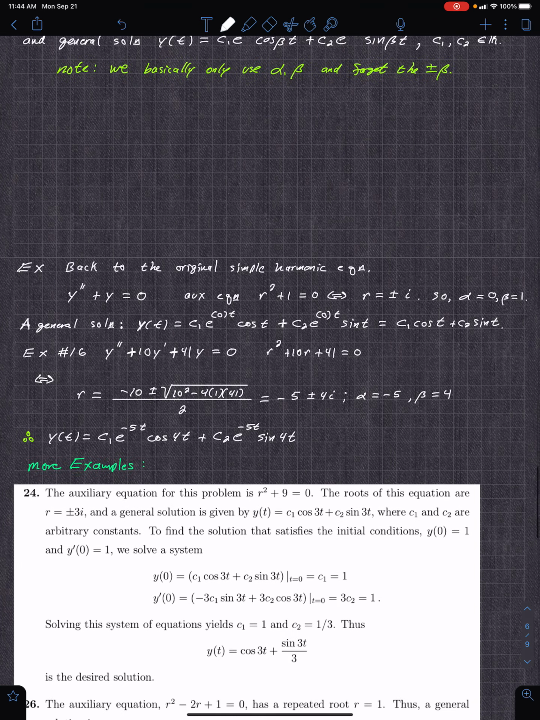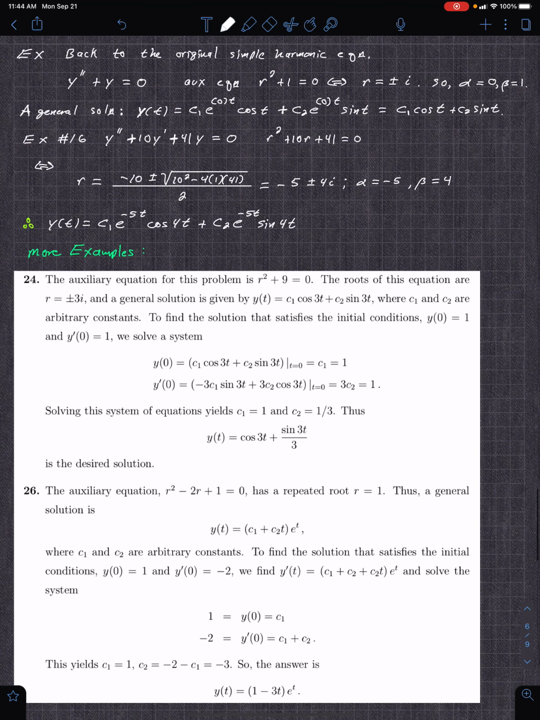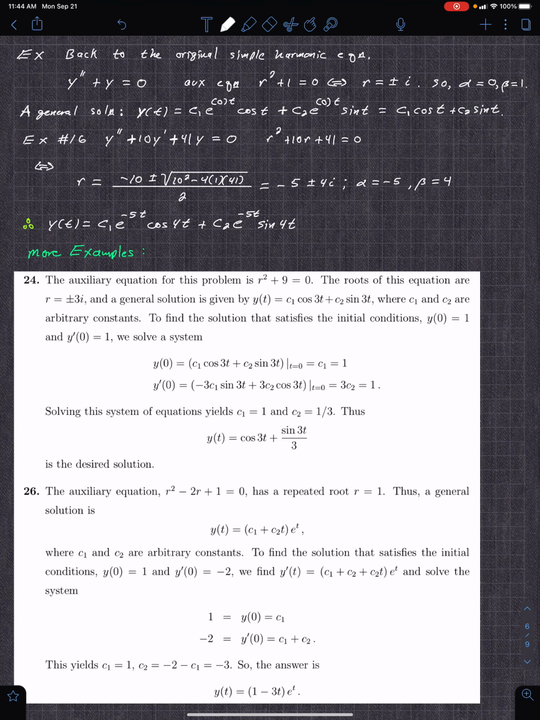What I didn't get to was, I think, this part. Just going back to the original question for the harmonic equation. If you have the harmonic equation, you of course have plus or minus i as roots, alpha 0, beta 1. And so applying the process, the general solution is that, which of course we knew. We already knew that sine and cosine were solutions, but this can put it in the general case.